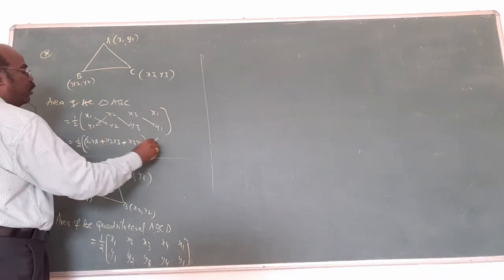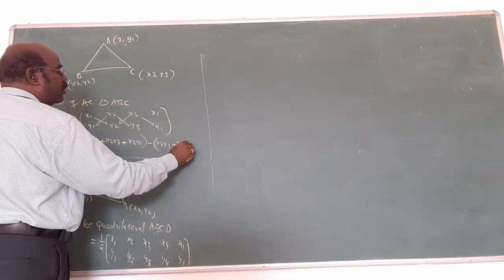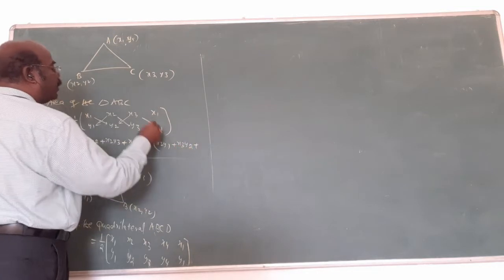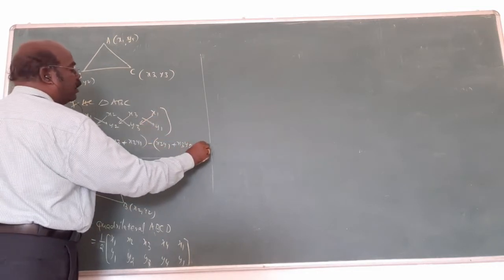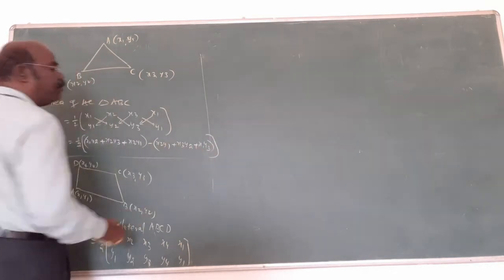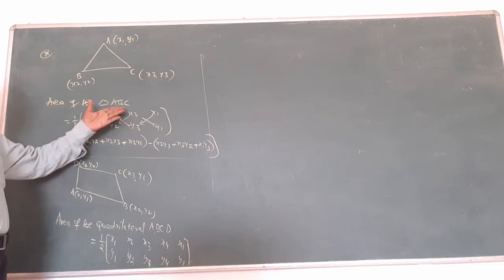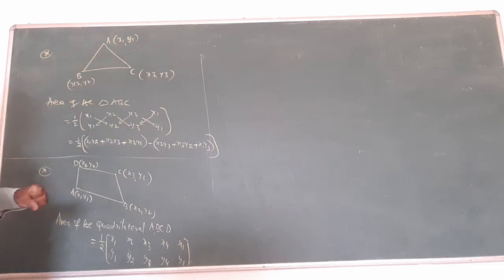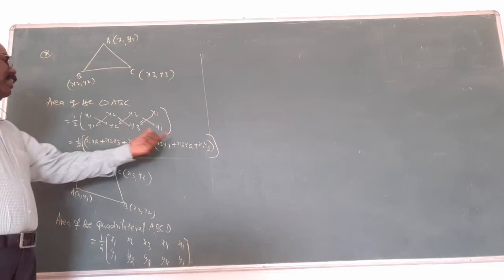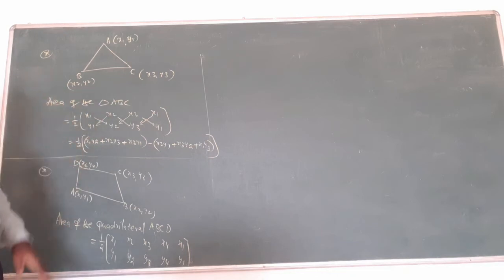Here x2 into y1, plus x3 into y2, plus x1 into y3. This is the formula for the area of the triangle. If some numbers like 2, 3, 4, 5 are given inside x1, y1, x2, y2, x3, y3, just multiply and add, again multiply and add, subtract and divide by 2. That is the answer for the area of the triangle.